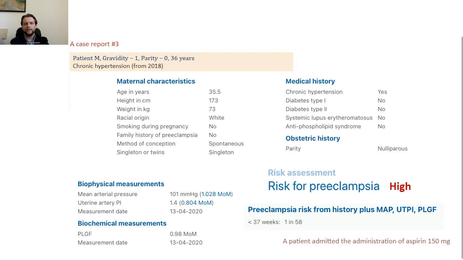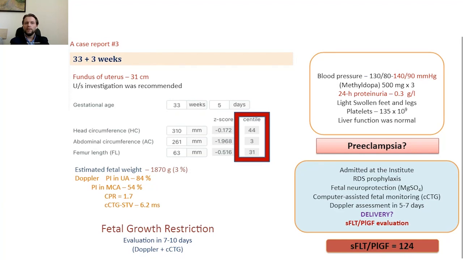150 milligrams. And at 33 weeks, during obstetrical examination, we detected a lag in the fundus of the uterus. And the ultrasound examination revealed the abdominal circumference was at the 3rd percentile, and estimated fetal weight was at the 3rd percentile. Parameters of Doppler and CTG were normal. Alongside ultrasound changes, there were signs of preeclampsia: increased blood pressure, mild proteinuria, and edema.